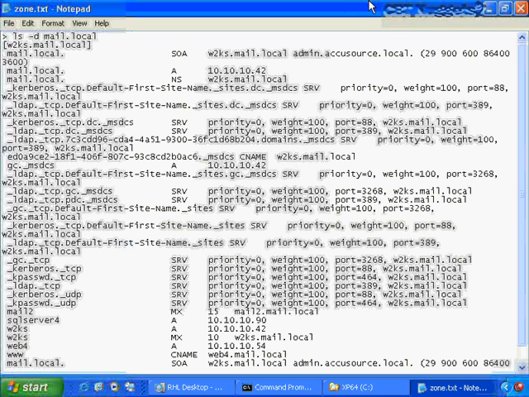Well, what kind of information can we get out of this? Well, there's our start of authority. All of this has to do with the refresh interval and the time to live. There's our time to live. So that's just the same kind of stuff we saw a little bit earlier. But some new information that we've got here.